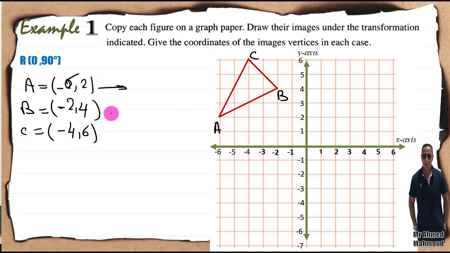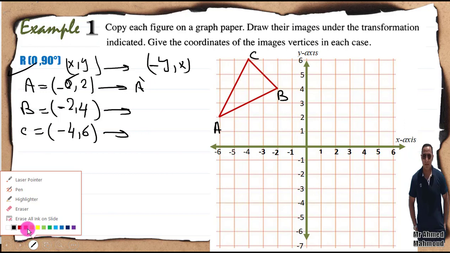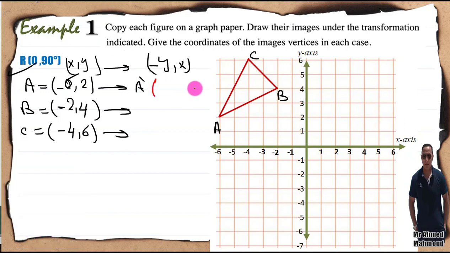Now I'm going to rotate the 3 points 90 degrees. So I'm going to change them from x, y to negative y, x. So A dash will be negative 2, negative 6. B dash will be negative 4, negative 2. C dash will be negative 6, negative 4.